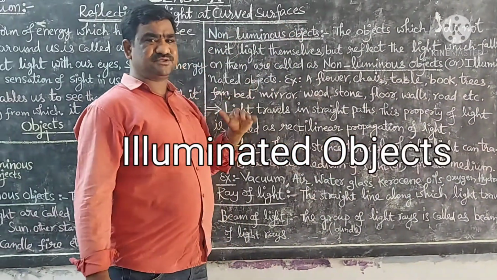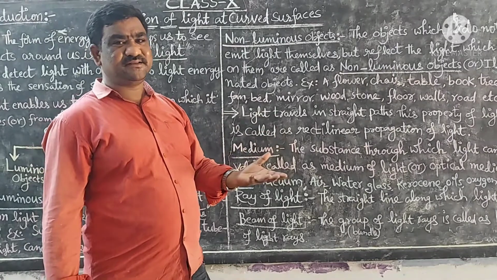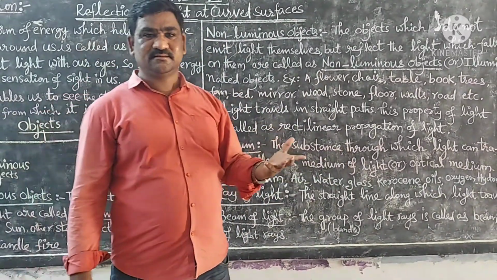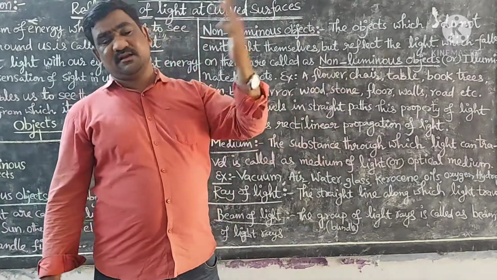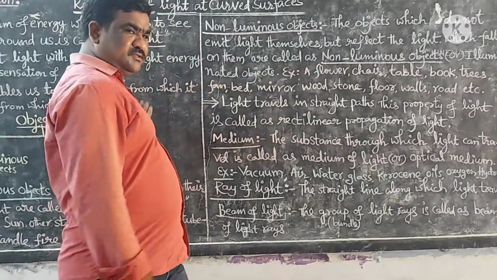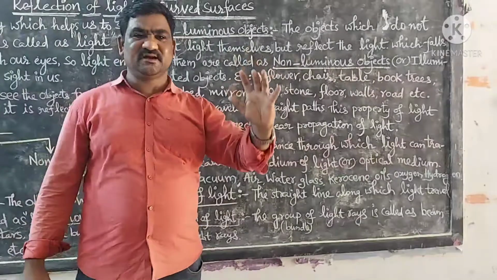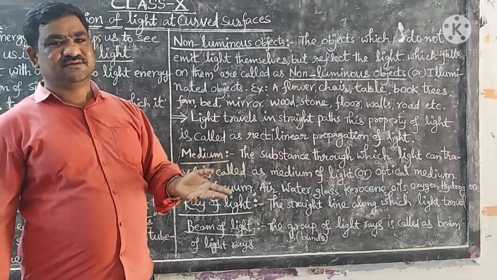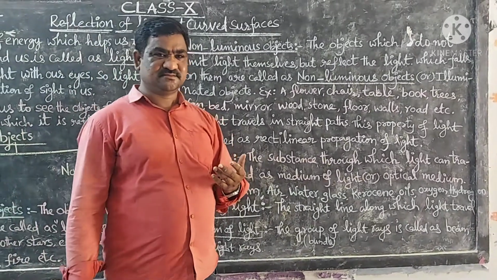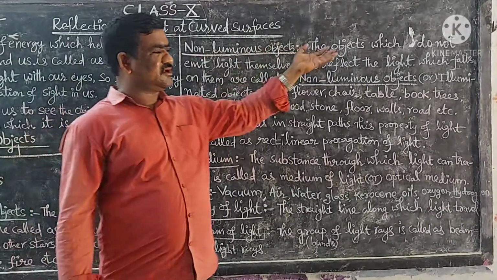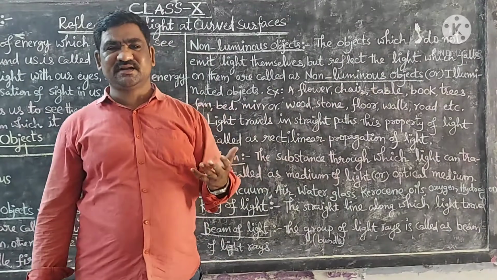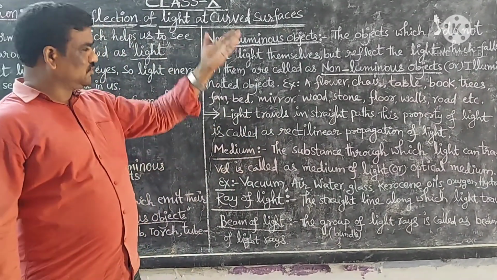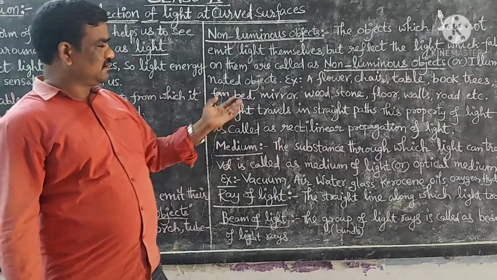This kind of objects do not emit their own light, but when the light from the luminous objects falls on them, they can reflect the light into different directions. So that's why the objects which do not emit their own light are called non-luminous bodies or objects.